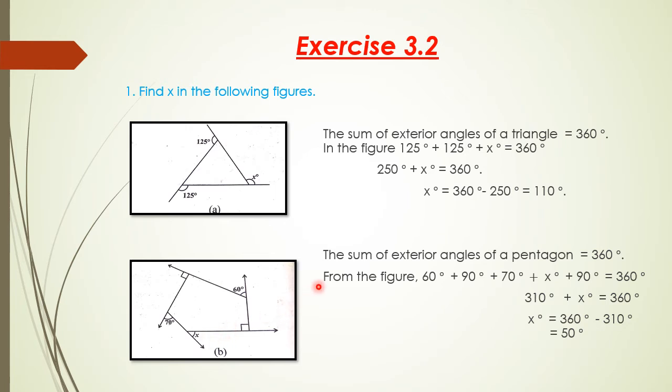Now the steps are: the sum of exterior angles of a pentagon or any polygon is equal to 360 degrees. From the figure, 60 degrees plus 90 degrees plus 70 degrees plus x degrees plus 90 degrees is equal to 360 degrees. Adding 60 plus 90 plus 70 plus 90, we get 310 degrees. 310 degrees plus x degrees is equal to 360 degrees. Therefore, x degrees is equal to 360 degrees minus 310 degrees, which is 50 degrees.